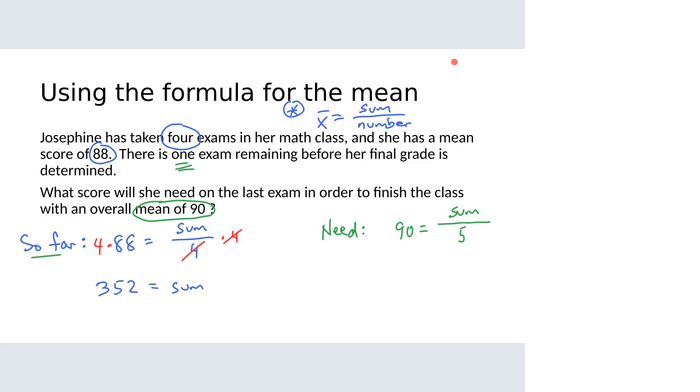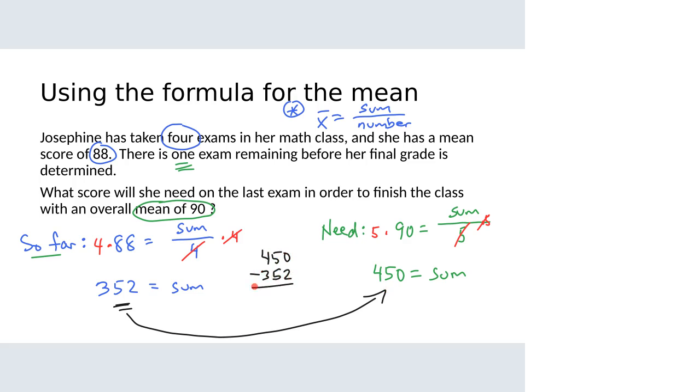Okay, to figure out the sum that she's going to need, we're going to have to multiply by 5 on the right, multiply by 5 on the left. Those will cancel. And now we can find out that 5 times 90 will be 450 is the sum that she's going to need. So right now, she has 352 points. She's trying to get to 450 points. So in order to bridge that gap, we need to find the difference between those. We need to subtract 450 minus 352. She's going to need a 98 on that last exam in order to have enough points to have an overall mean of 90.